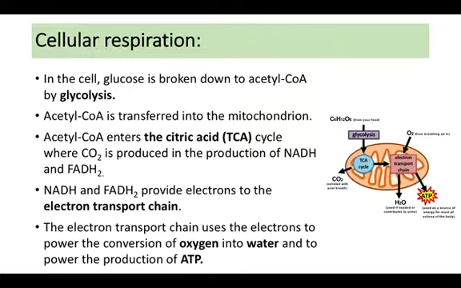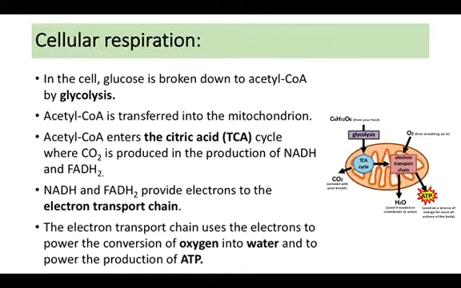This is where glucose is going to be broken down. Glucose is going to be broken down to acetyl-CoA. So we know we have glycolysis. Glycolysis is going to take place. We know that takes place outside the mitochondria. Then we're going to go in and we're going to go into the citric acid cycle, sometimes referred to as the Krebs cycle.